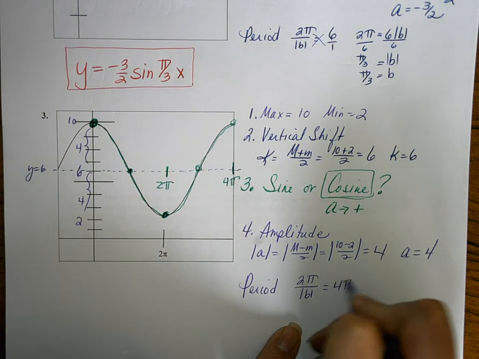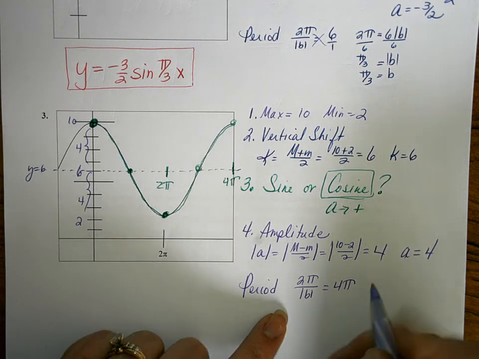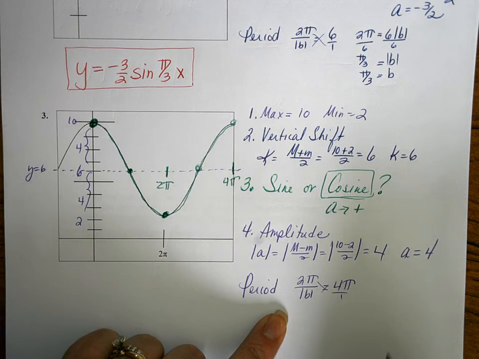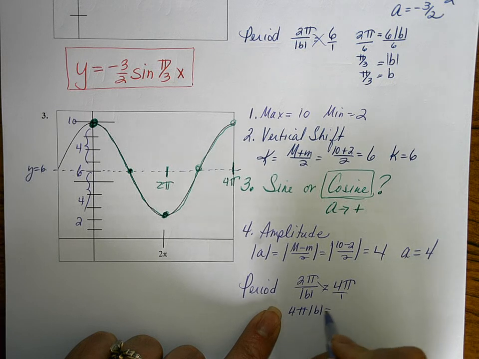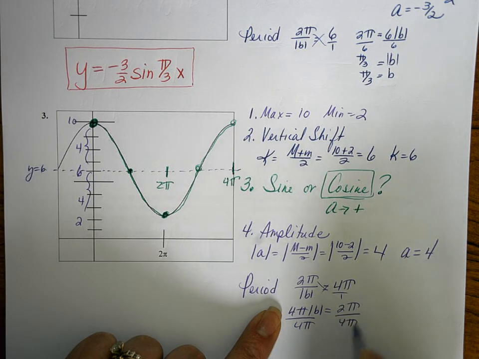And what do I get when I solve for b? If I cross multiply, 4 pi times the absolute value of b is equal to 2 pi. Divide both sides by 4 pi, and the absolute value of b is equal to 1/2, so my b is 1/2. Oops, running out of space here.